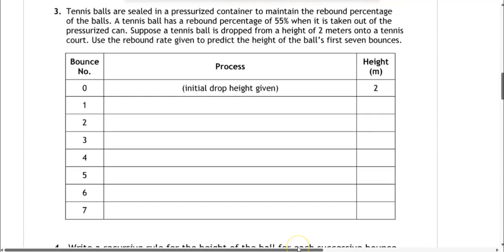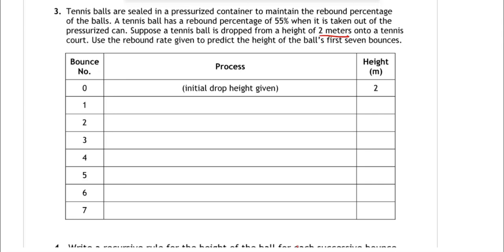All right, so let's look at this next one. It says tennis balls are sealed in a pressurized container to maintain the rebound percentage of the balls. A tennis ball has a rebound percentage of 55% when it is taken out of the pressurized can. Suppose the tennis ball is dropped from a height of 2 meters onto a tennis court. Use the rebound rate given to predict the height of the ball's first 7 bounces. So it tells me I've got bounce 0, that initial height, and that's going to be the 2 meters that we were given right here.